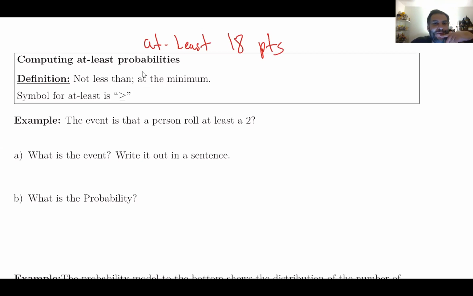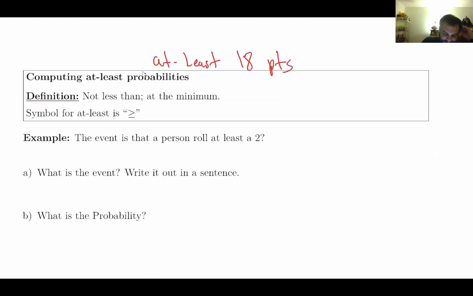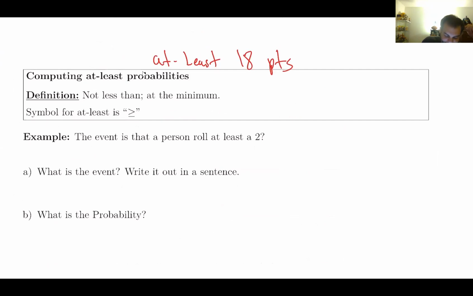All right, so let's do example 1. It says the event is that a person wrote at least a 2. So what we want to do is just write it out. The event, say E, will be 2, 3, 4, 5, 6.